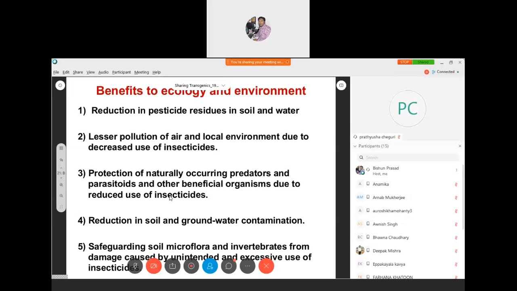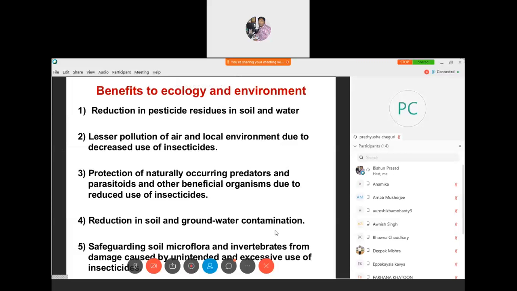Then the third important point is protection of naturally occurring predators, parasitoids and other beneficial organisms due to reduced use of insecticides. Whenever we use non-selective insecticides, they not only kill the major pest, they also kill some of the beneficial insects. If you apply less pesticide, they will kill fewer predators and parasitoids. Then there is a reduction in soil and groundwater contamination. If we use less pesticide, our soils and groundwater bodies will not get contaminated.